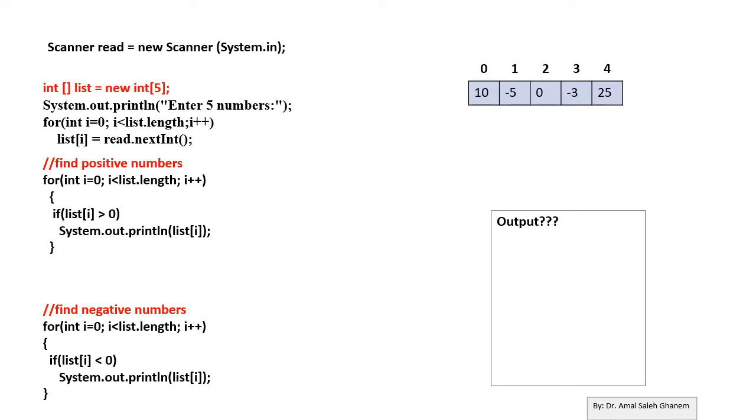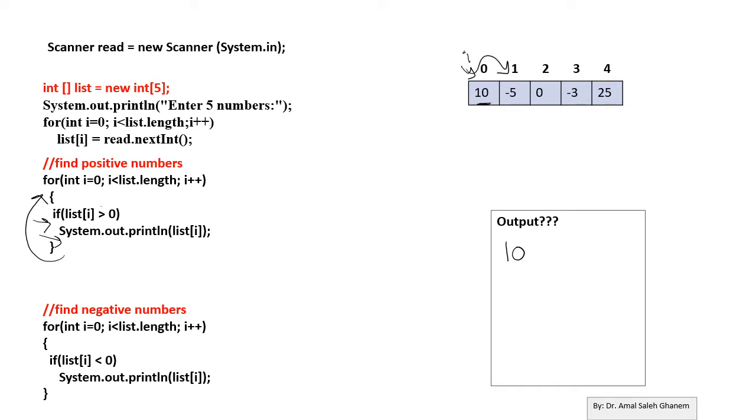I will go from i equals 0, so i is now at this location. If list of i is greater than 0, it means go and check the element at location i, which is currently 10. Is it greater than 0? Yes. So what is the statement saying? Go and do the output of the element. So the first output we will have is 10. Now go back to your loop and you will have to say i plus plus. So I will be moving to the second one.